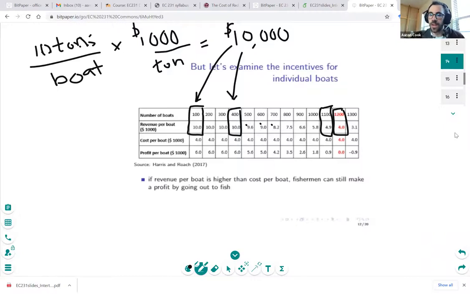We saw that boats are going to still want to enter until average revenue is equal to marginal cost, because they're still able to cover their marginal costs privately as long as average revenue is greater than marginal cost. So they can still make money. They can still cover the opportunity costs of their time, their fuel costs and maintenance costs, and make a little bit of profit up until the point where average revenue is equal to marginal cost. But that's the point where we have way more fishing than would be optimal if we could somehow limit the number of boats.